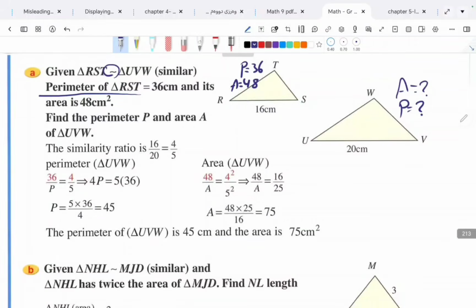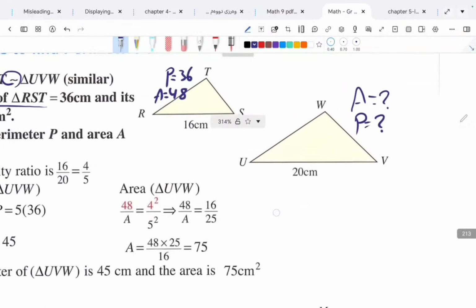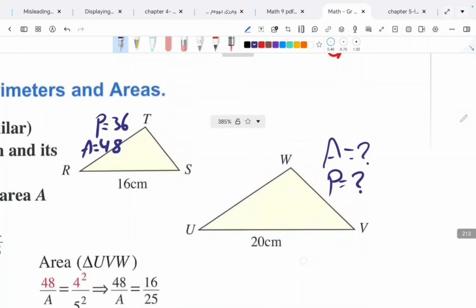Let's see how you can decide that this one is the second one. In a question like this, directly you have to find the similarity ratio.